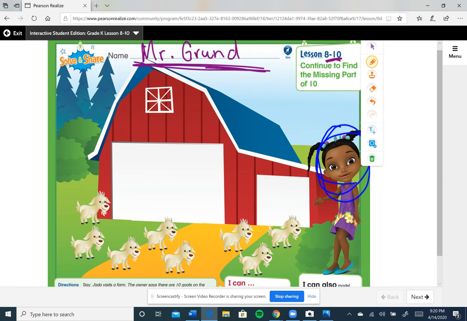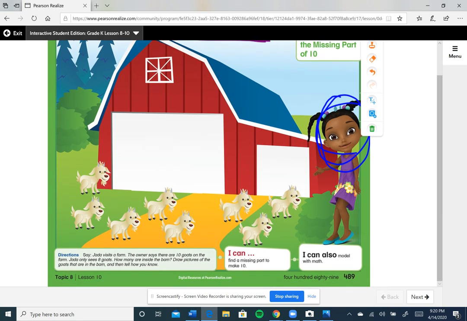All right, then we have our friend Jada here. Jada's at her farm, and she has 10 goats. They all live in the barn, but they came out to eat and enjoy the nice day. There are 1, 2, 3, 4, 5, 6, 7, 8. There are 8 goats outside right now, and she has 10 altogether. So I'll write your 10 up here, and she has 8 outside right now, right?